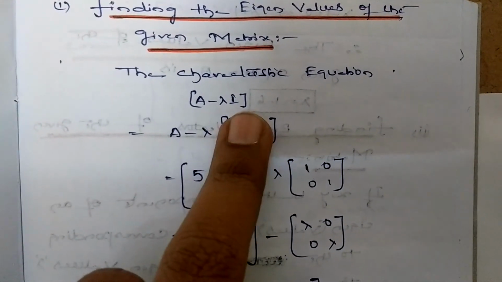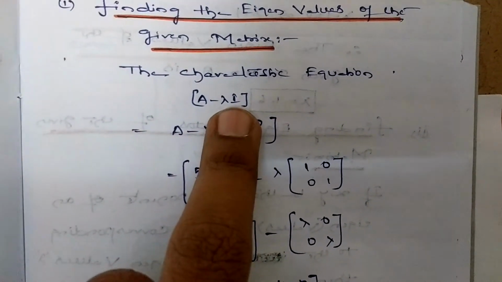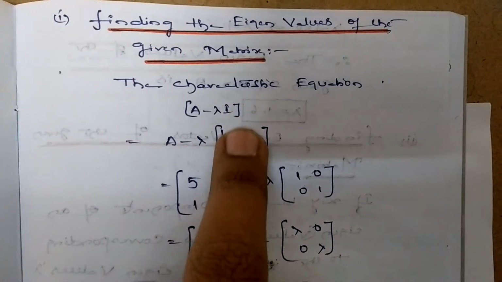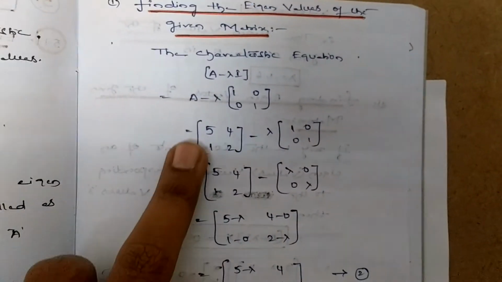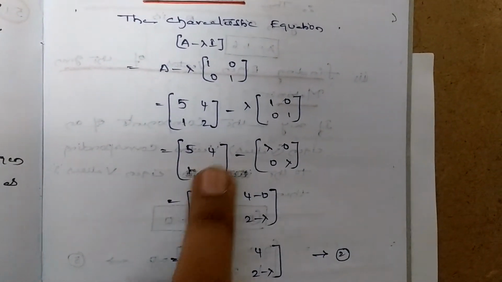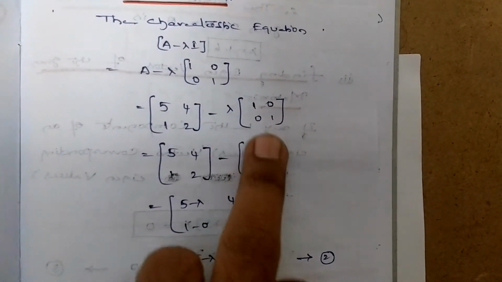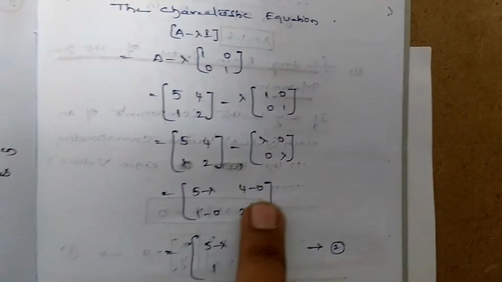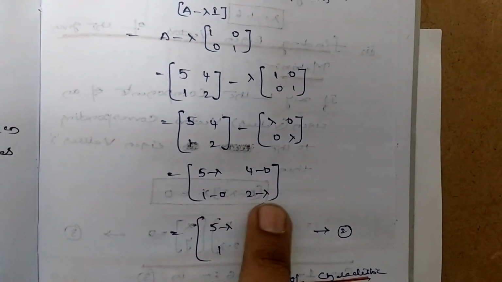But before that, convert into this form: A minus lambda I, where A is the given matrix, lambda is the eigenvalue that we have to find, and I is the identity matrix of order 2 into 2, because we are solving this sum for a matrix of order 2 into 2. Now the A matrix is 5 4 1 2 minus lambda into 1 0 0 1. Now 5 4 1 2 is the same given matrix, minus lambda multiplied by the identity matrix, which is lambda 0 0 lambda. Now 5 minus lambda, 4 minus 0, 1 minus 0, 2 minus lambda.